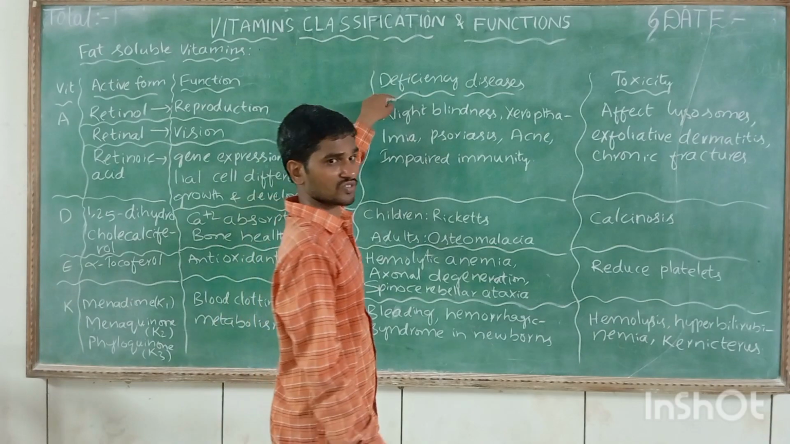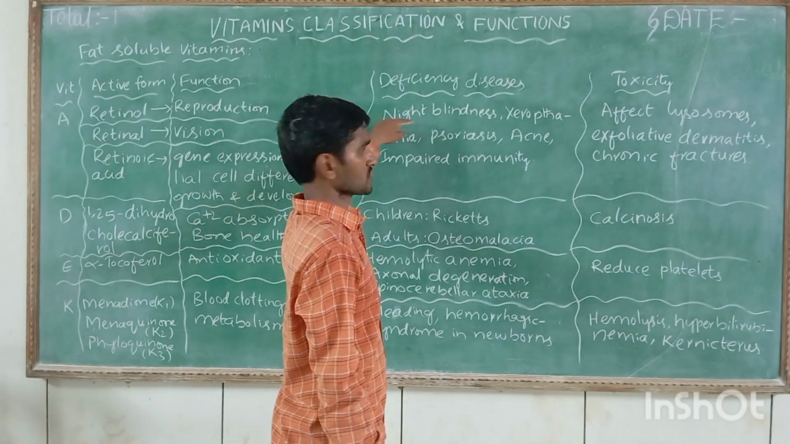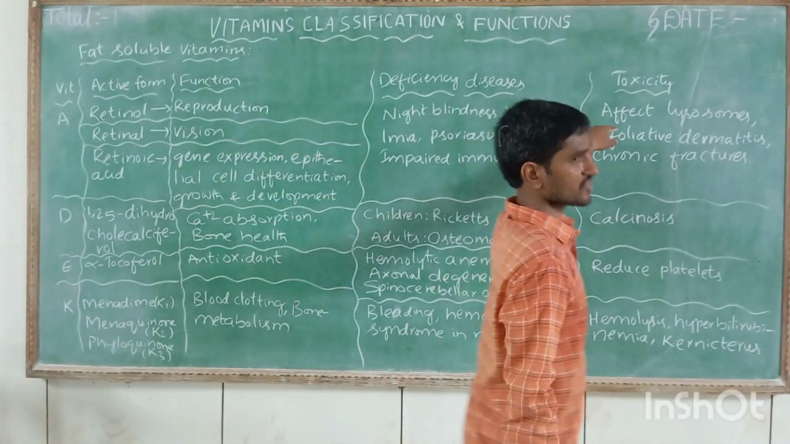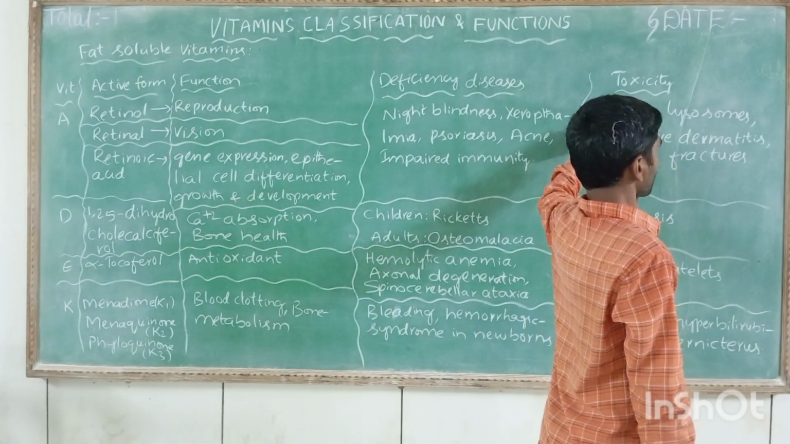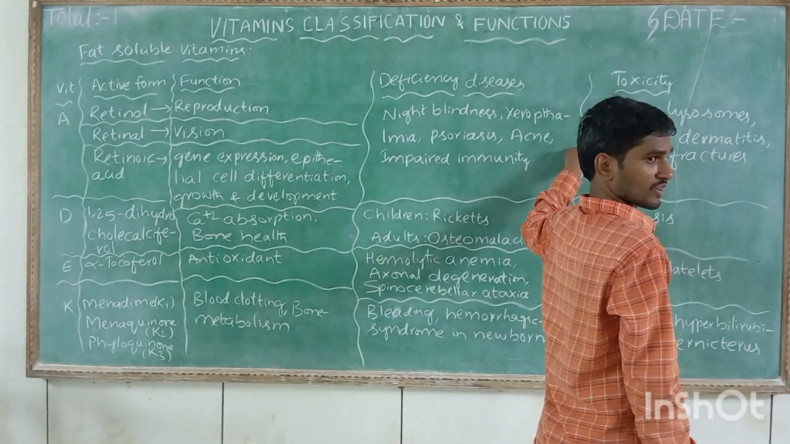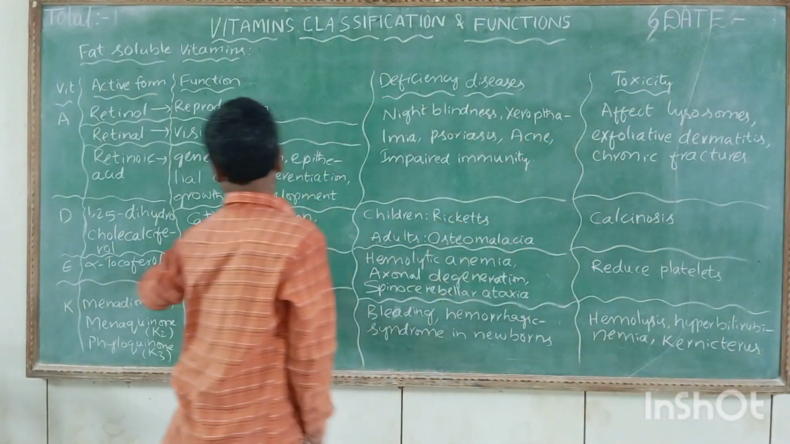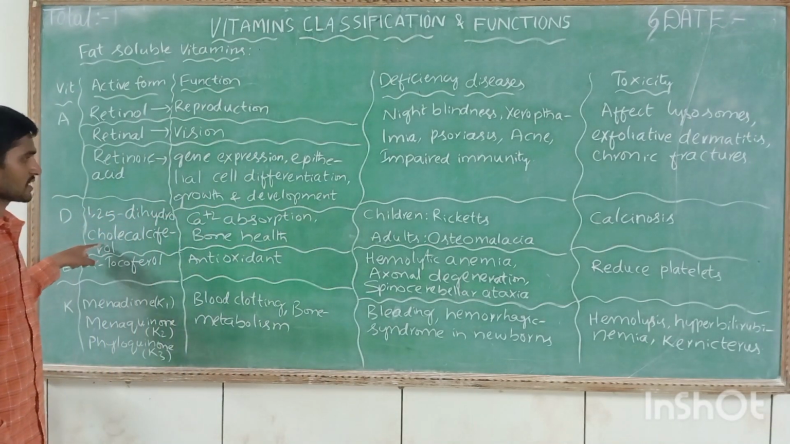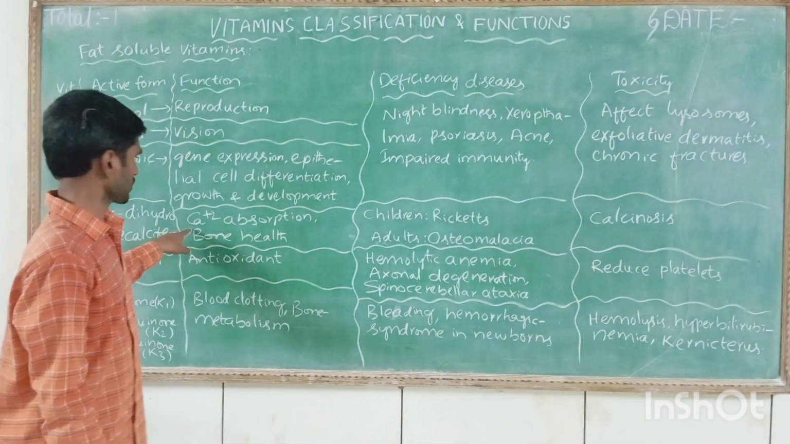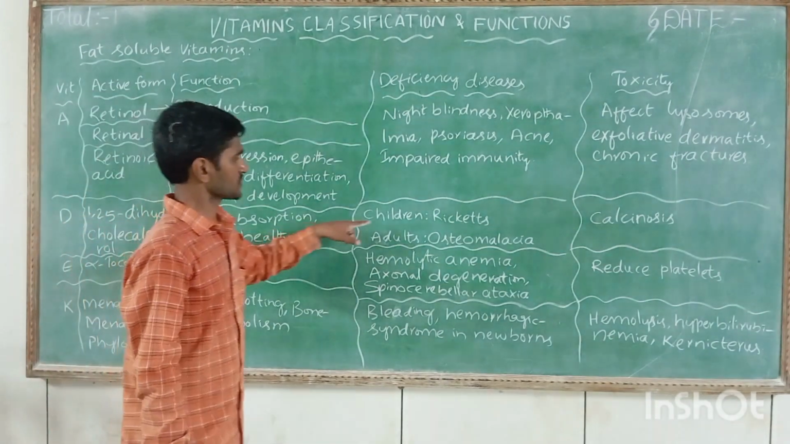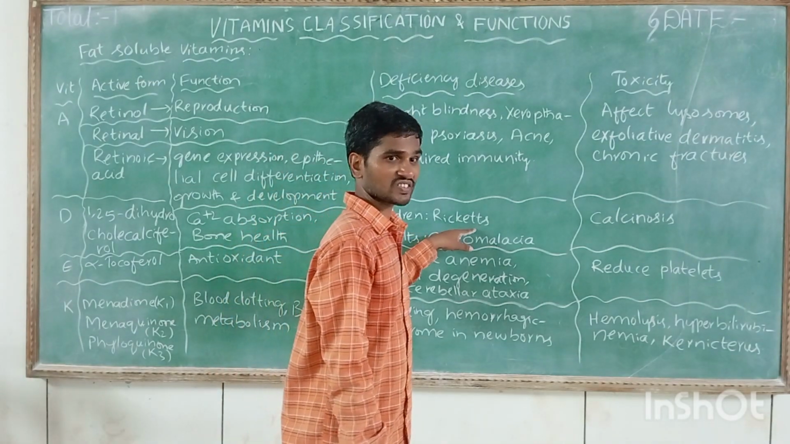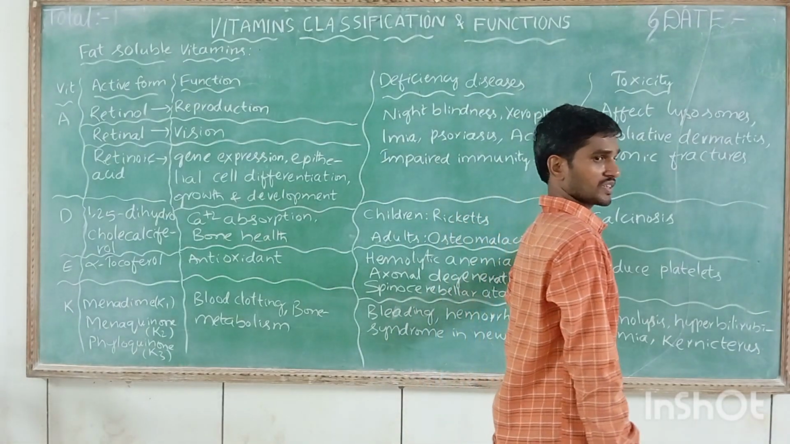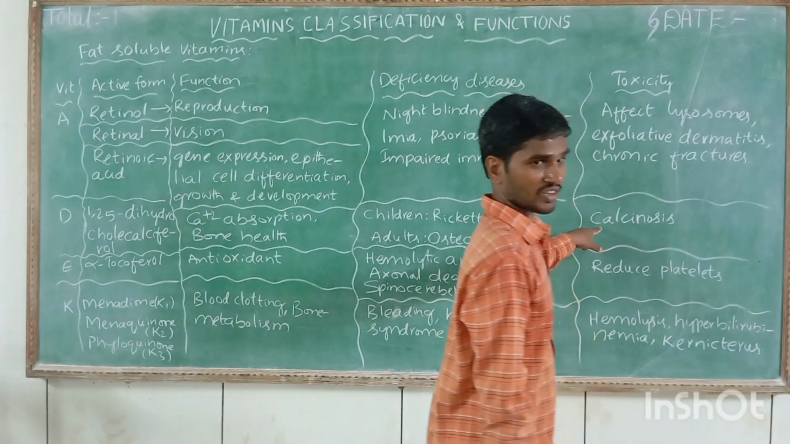Deficiency diseases due to vitamin A are night blindness, xerophthalmia, psoriasis, acne, and impaired immunity. Toxicity due to excess vitamin A affects lysosomes and causes exfoliative dermatitis and chronic fractures. Then vitamin D, active form is 1,25 dihydroxycholecalciferol. Function is calcium absorption and bone health. Deficiency in children causes rickets. In adults, it causes osteomalacia. Toxicity due to vitamin D is calcinosis.